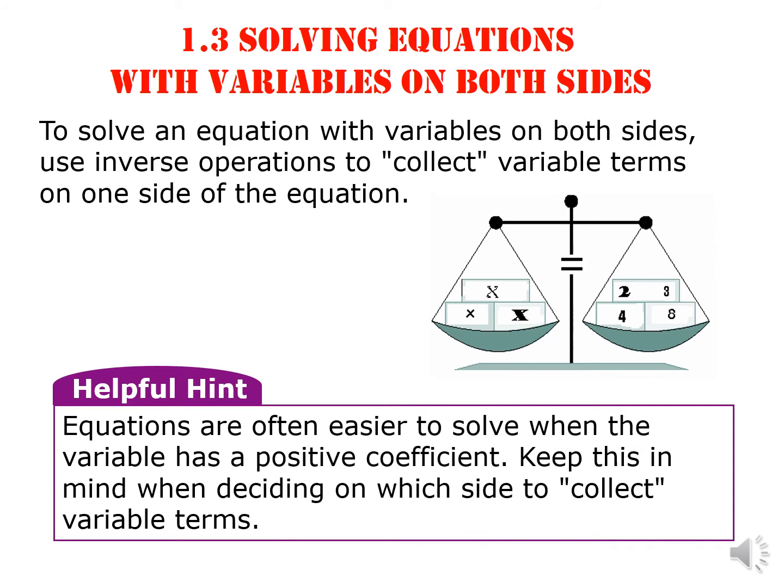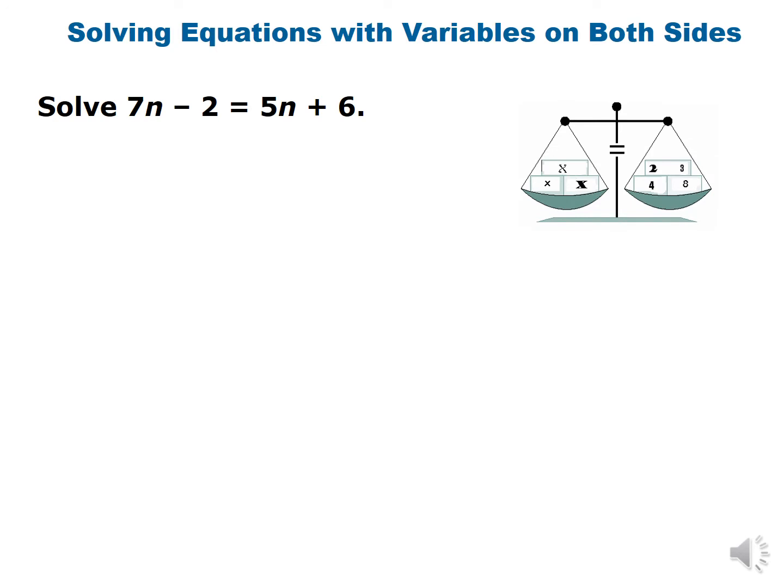So equations are often easier to solve when the variable has a positive coefficient. So that's one reason why when I teach you how to do this, I'll always say move your smallest x first, and we'll go over that in a minute. So for this equation, if I'm going to collect, first thing I do is I look at what is my smallest. I always move my variables first, because then I'm in control of my variables. So I'm moving the smallest variable first, and I have to use opposite operations.